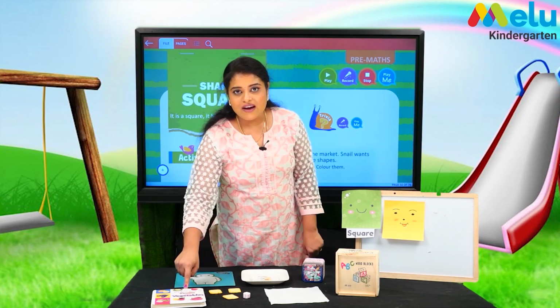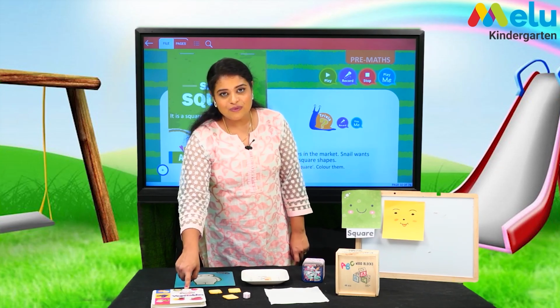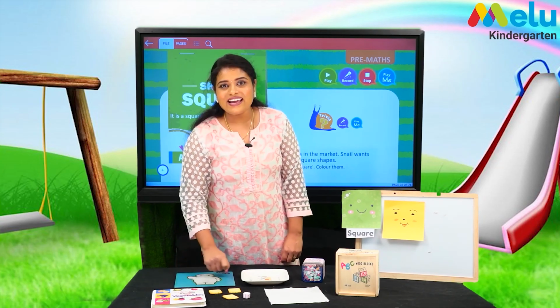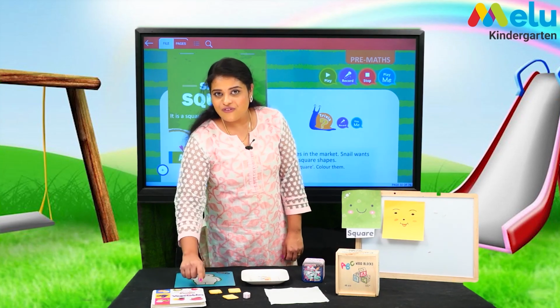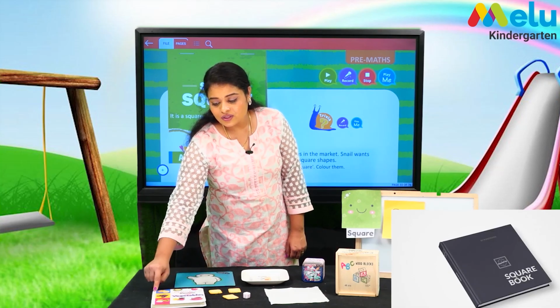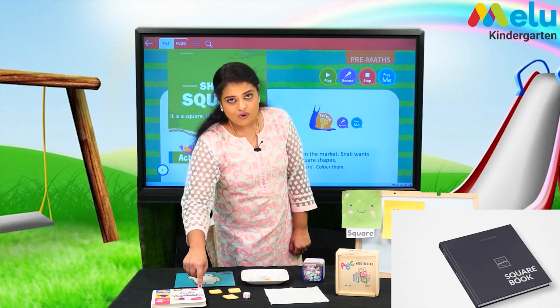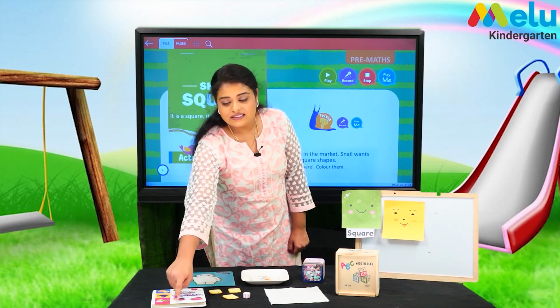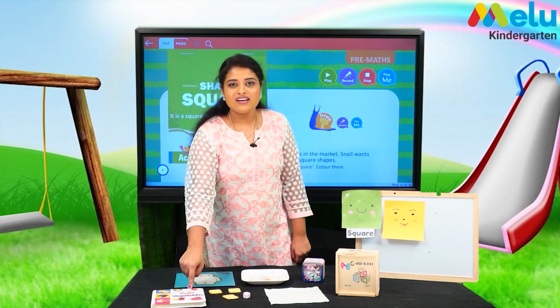And here I have a book. Yes, children, and it is in the shape of a square again. So, it has 4 sides. 1, 2, 3, 4. And all the sides are equal. So, it is in the shape of a square.